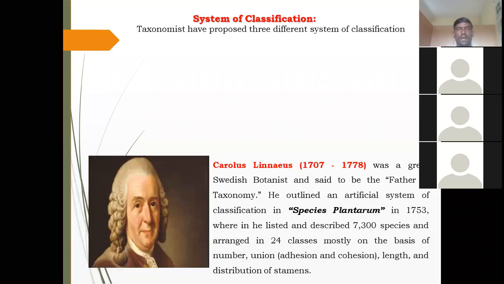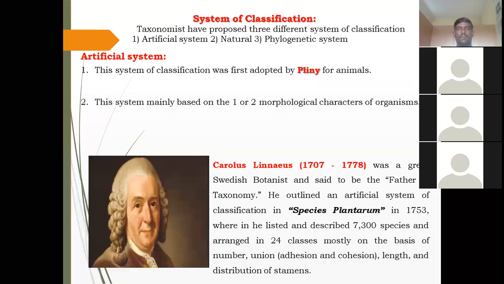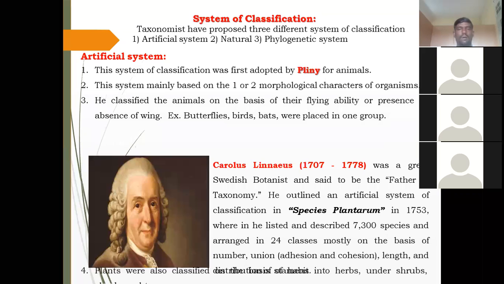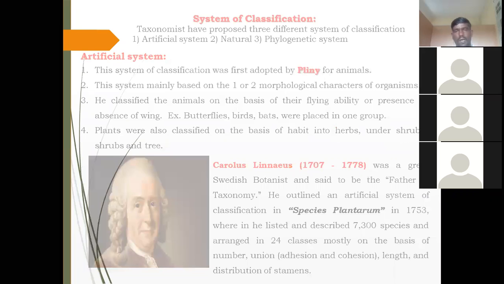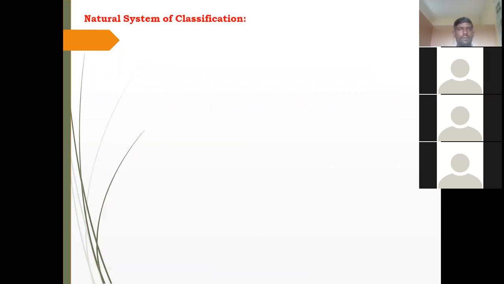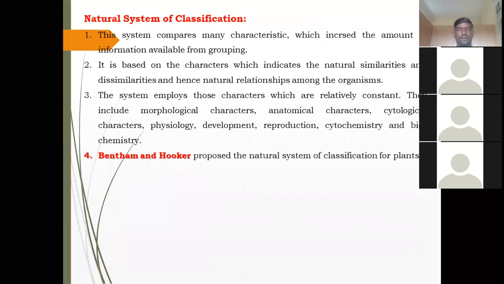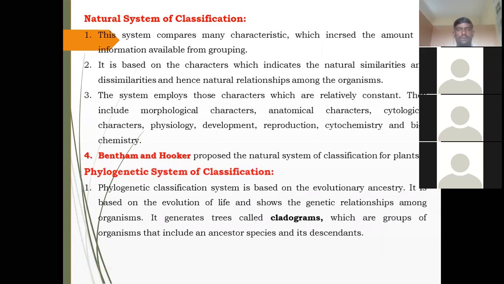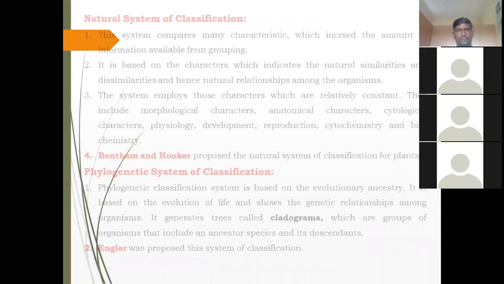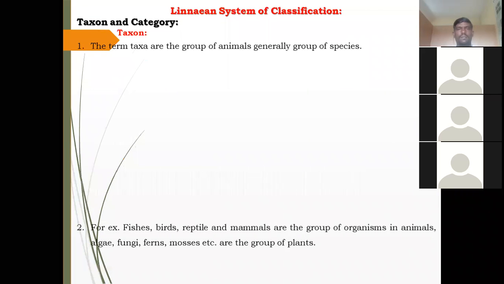Then we started the next important point, that is system of classification. In that we studied artificial system, then natural system, then phylogenetic system of classification, then work and contribution of Carl Linnaeus in system of classification. All the necessary information is already discussed with you. Then the last point of the last lecture, that is linear system of classification.